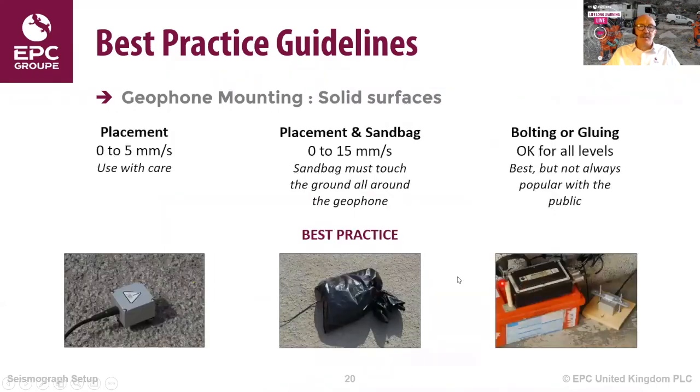So mounting geophones on solid surfaces, we have three options. We can place with a sandbag, or we can bolt or glue. So placement, simply placing the geophone on the surface, make sure it's level. You can do that, but you need to do it with care. Make sure that this thing is not going to wobble. And the best practice is to place and then put a sandbag over the top. Just worth noting, it's a fairly loosely filled large bag and it touches the ground all the way around the geophone.